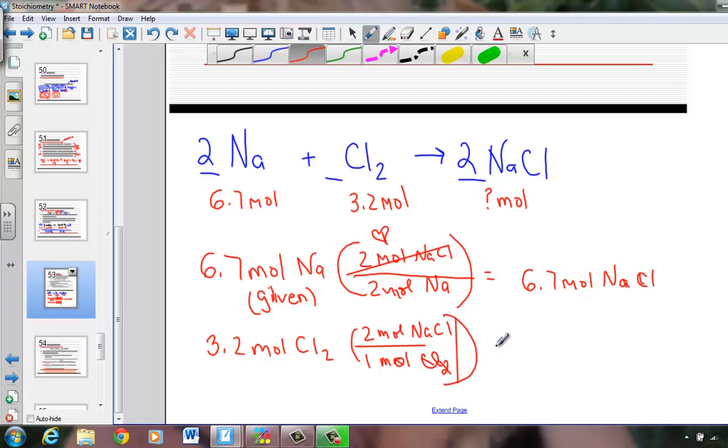And that here represents our ratio. What's 3.2 times 2 over 1? Well, of course, we're just doubling it. So 6.4 yields. And now we have a decision to make. There we go. So here we're making a choice.